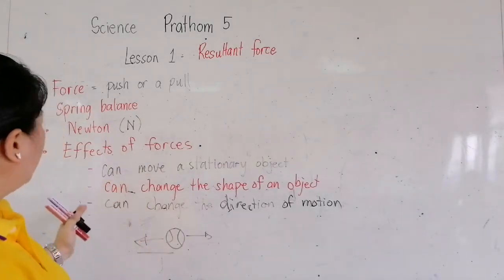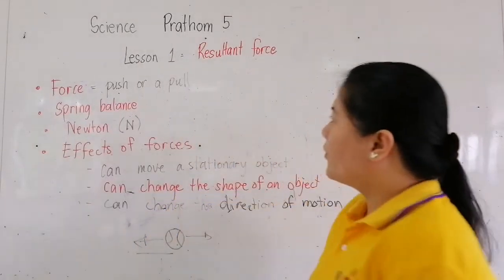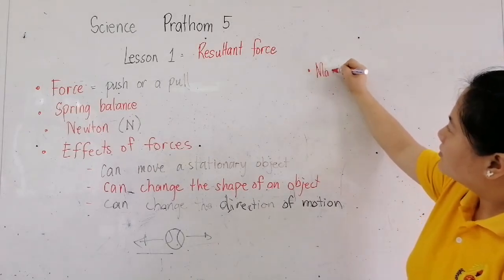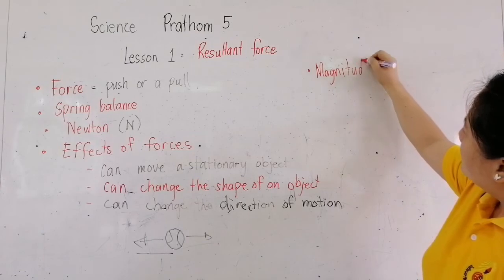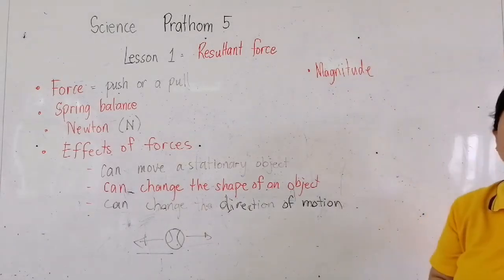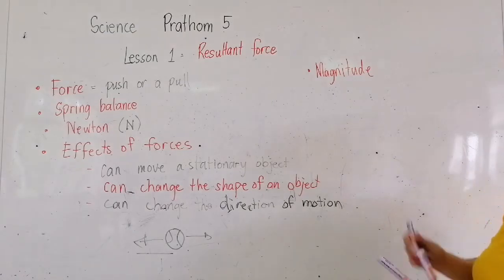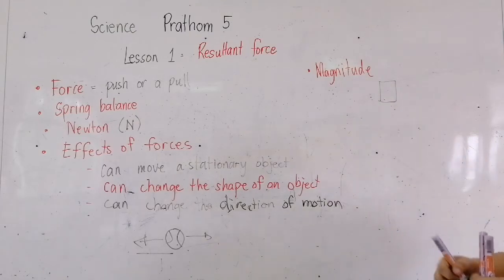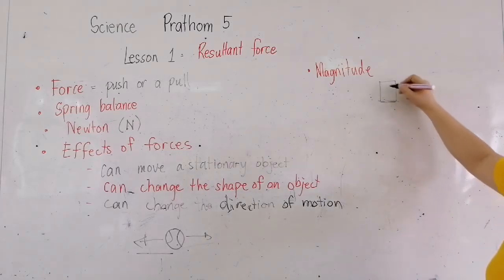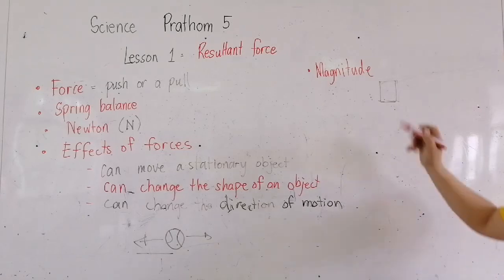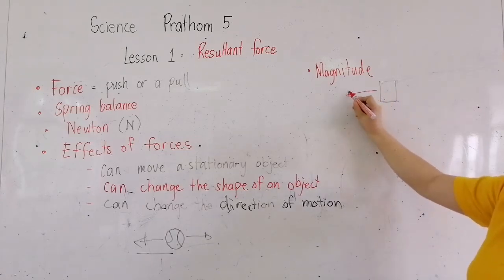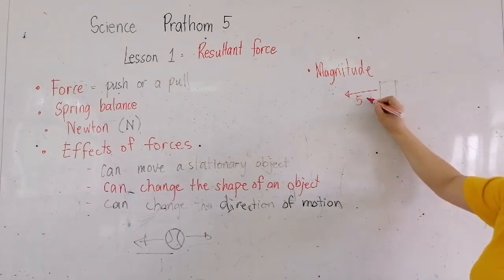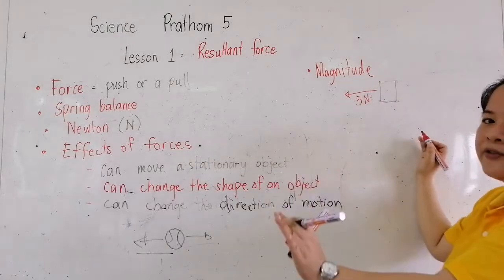Another topic that you should know about forces, resultant force, is the magnitude. So the magnitude of a force is represented by an arrow. For example, you have a box, and the box is being pulled to the left. You can write that magnitude in an arrow and you can write the amount of force. So for example, this box is being pulled 5 Newton to the left.